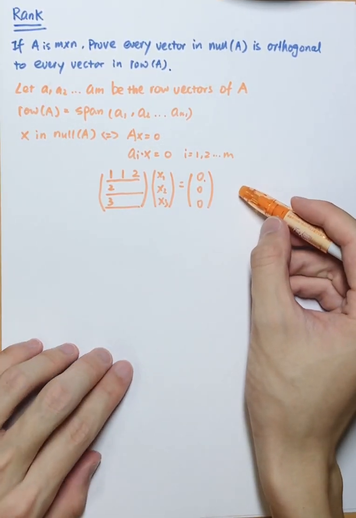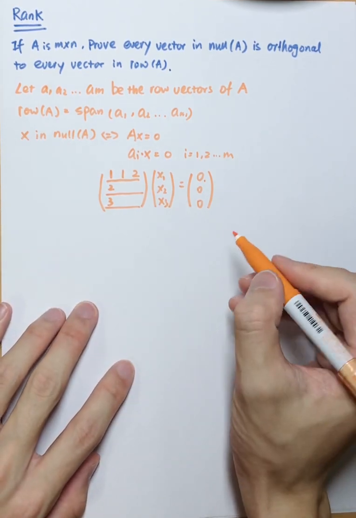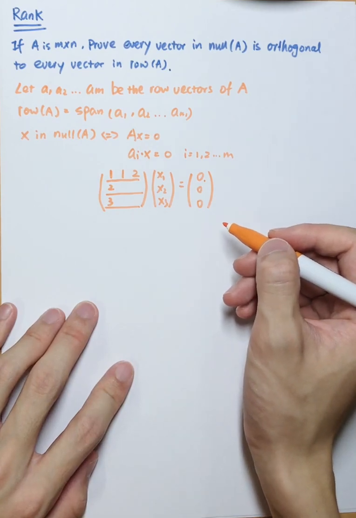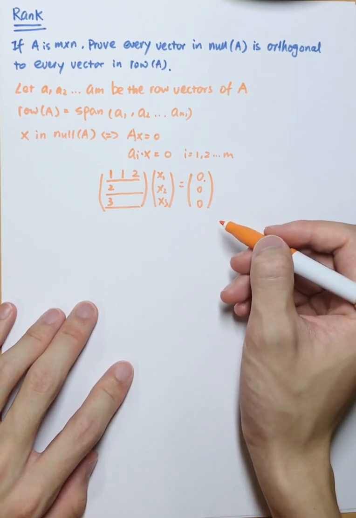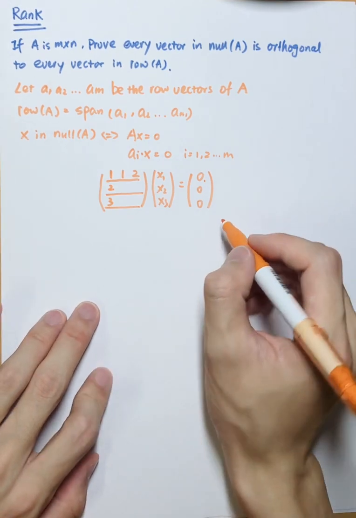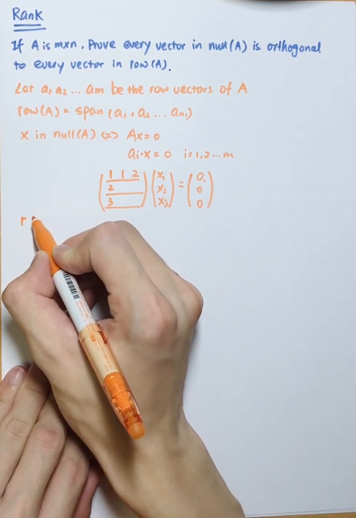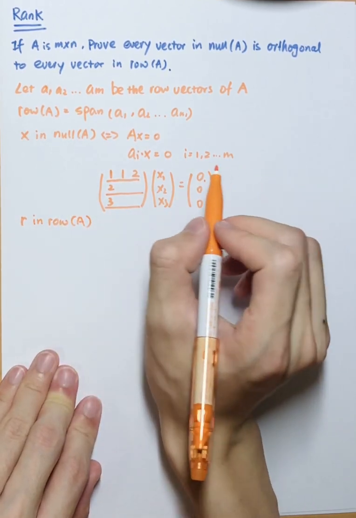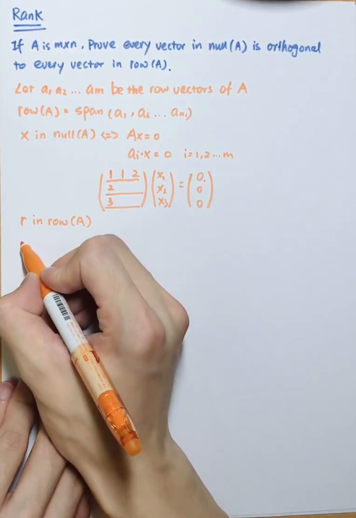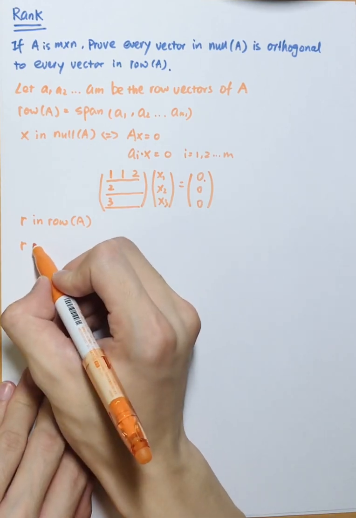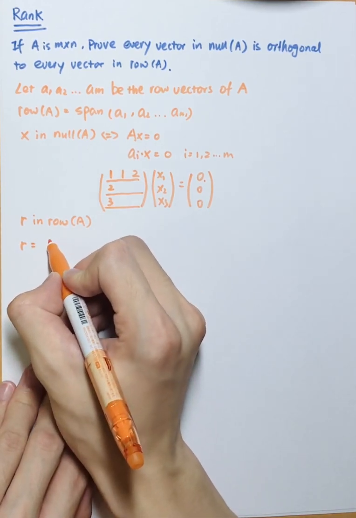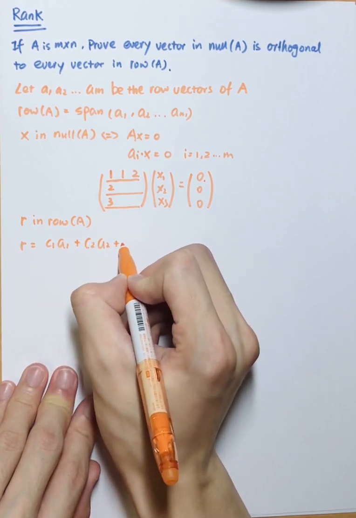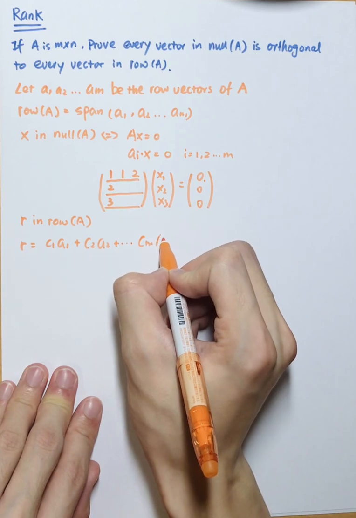So now I'm going to continue. So now we are going to look at row space of A. So if R is in the row space of A, then R should be in the form C1A1 plus C2A2 plus up to CM AM.